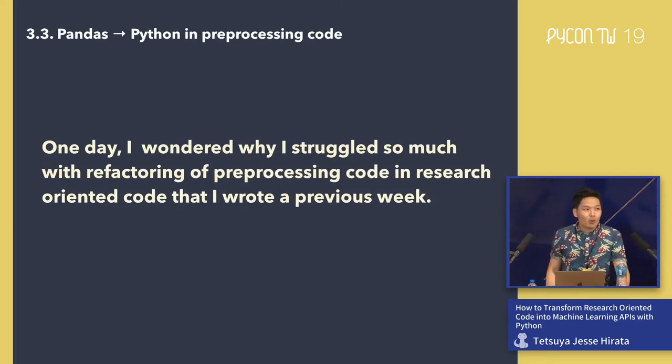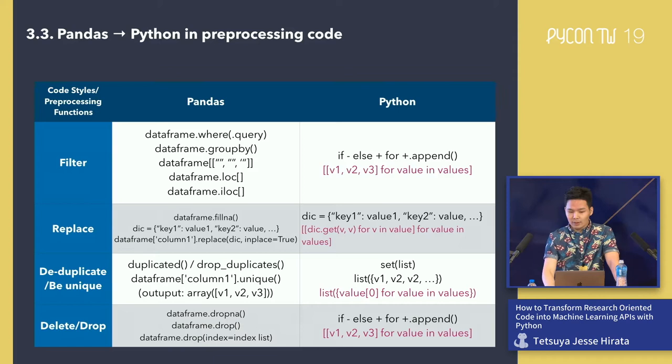So one day, I wondered why I struggle so much with refactoring pre-processing code in the research-oriented code that I wrote the previous week. The reason is that there are many coding styles with Python, as you can see on the table. For example, the filter function has six kinds of coding styles, but I think there are more than I wrote here.